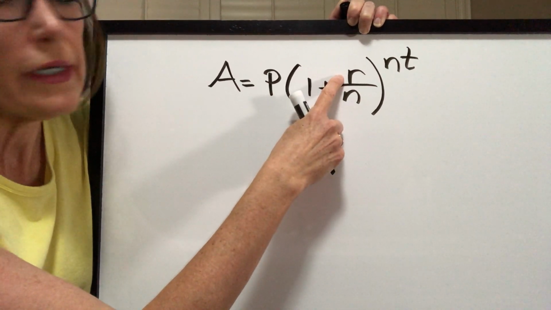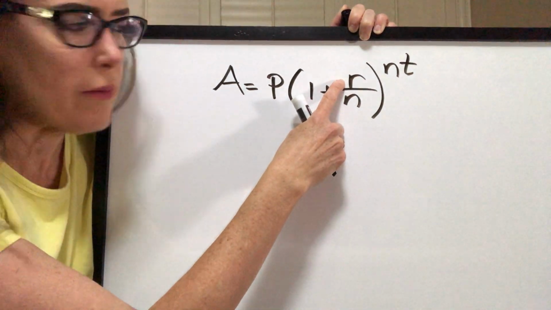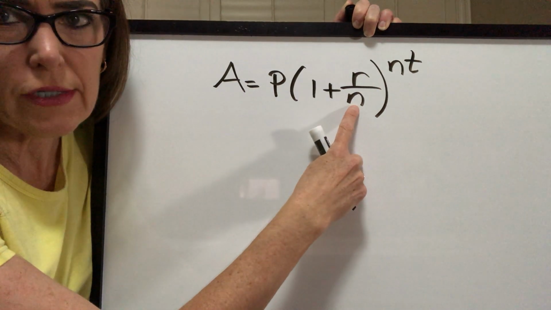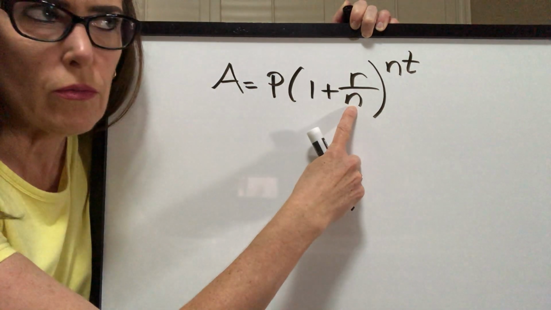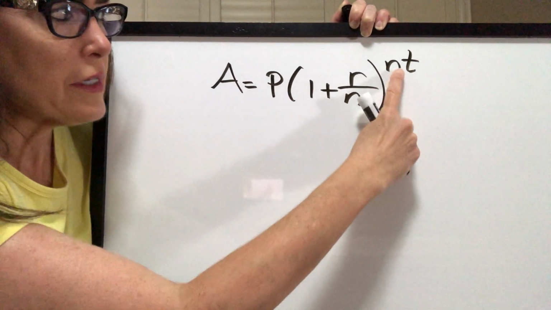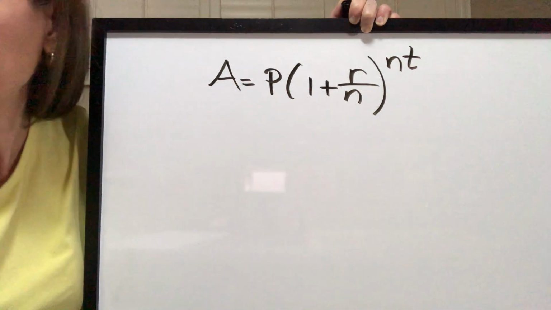The R will be the interest rate, which you will have to change to a decimal like we did on the other problems. The N here is what I was talking about. This is the number of times per year that the bank will compound their interest. And this N is the same thing as this N. And then T is time in years.